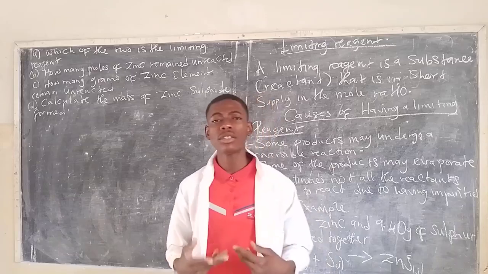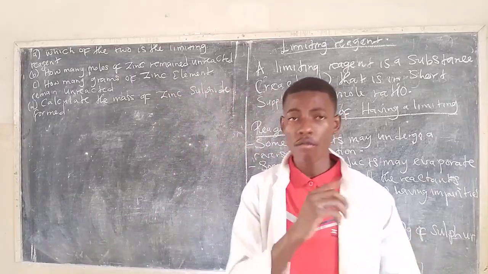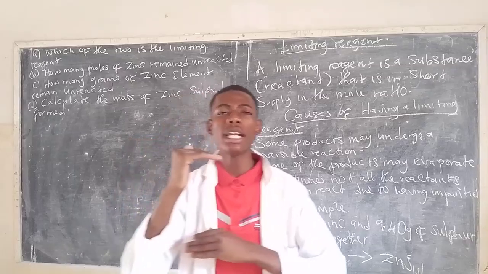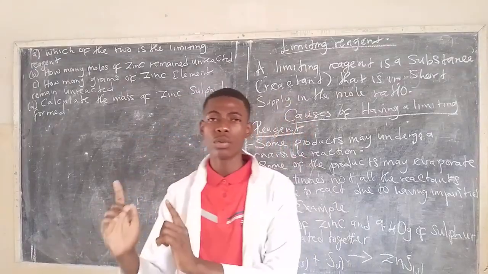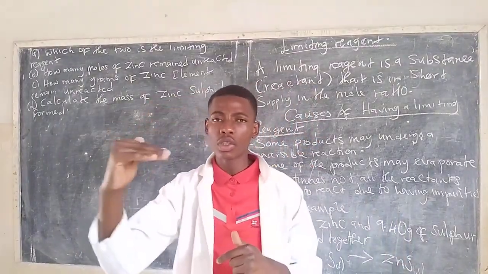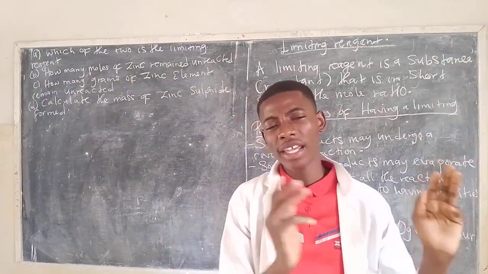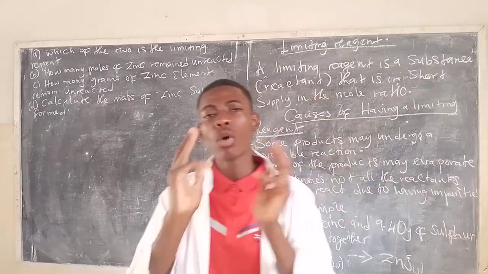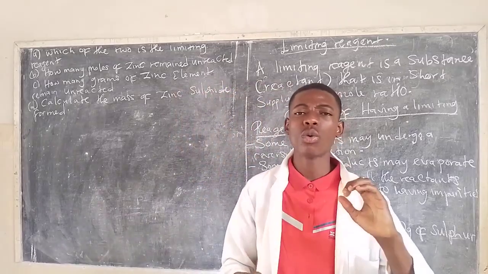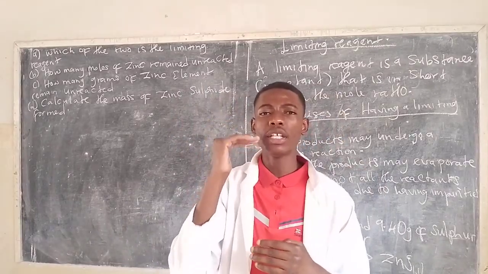So the limiting reagent is defined as a substance that is in short supply of the mole ratio. When determining the limiting reagent, we consider the mole ratio and not the mass or any other things. We must look at the mole ratio because the moles of any substance are able to react with another to bring about completion if they are equal. So now what are some of the factors that lead to a substance not being in short supply?